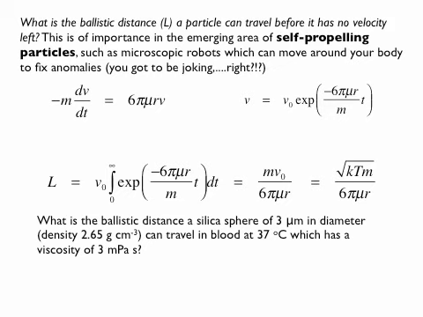Because the volume fraction of red blood cells is what? Between 50 and 60% for humans. I've heard that camels can have a higher density of red blood cells. But in that particular case, you take a silica sphere of 3 micrometers. Density of silica, 2.65 grams per cubic centimeter, can travel in blood at 37 degrees with a viscosity of 3 millipascal seconds. So the question now is, how far can this object travel?